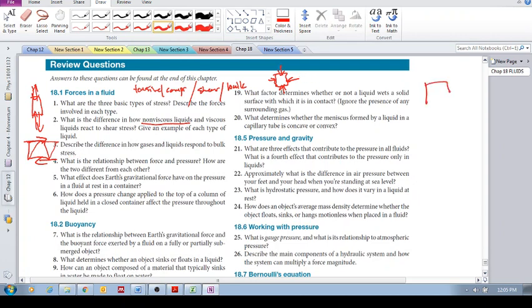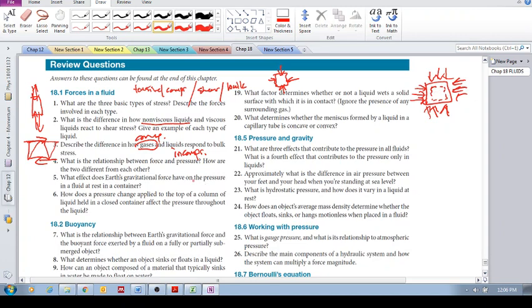3, describe the difference in how gases and liquids respond to bulk stress. Remember, bulk stress, there's pressure on all of the surfaces. Okay. Well, gases are compressible. And liquids are incompressible. So as you apply a bulk stress to a gas, its volume is going to get smaller. So its volume will get smaller and its mass density will increase. But liquids are incompressible, so its volume and its mass density will remain the same.